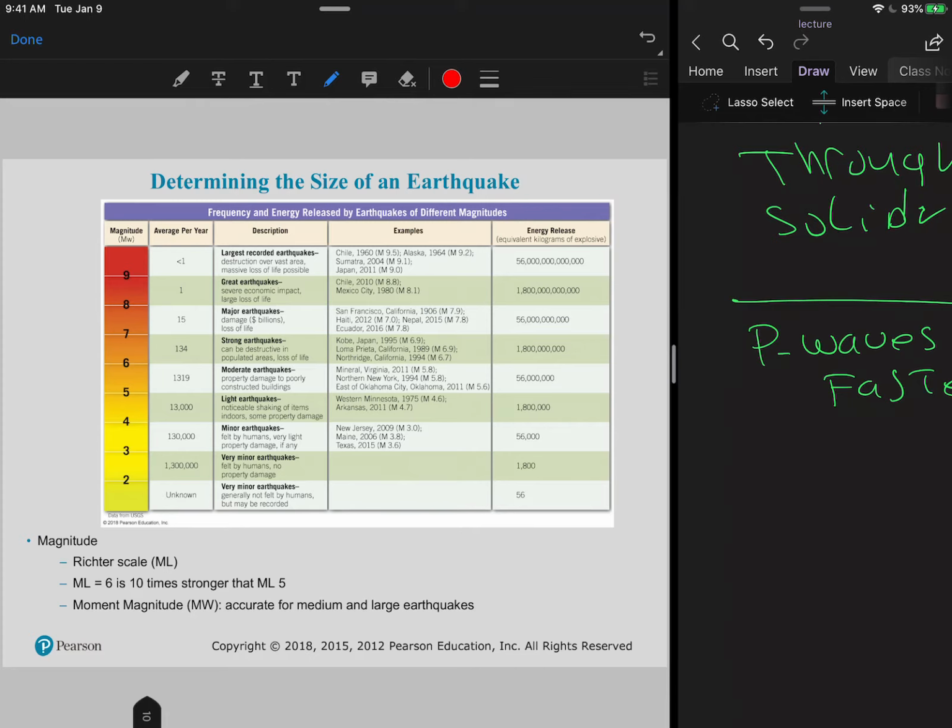We're not going to talk much about the earthquake scales, but some of you might have heard of the Richter scale. There are some other scales that are used also, but we're not going to spend a lot of time on this.